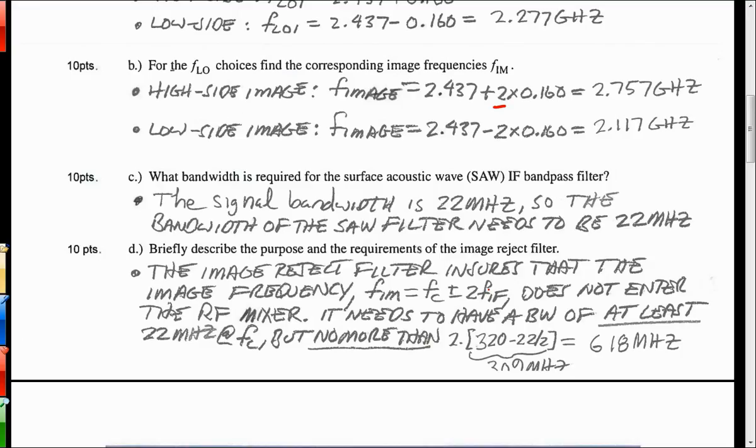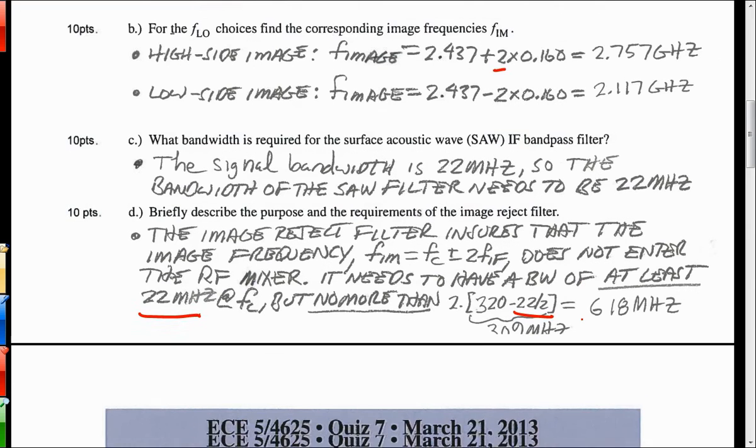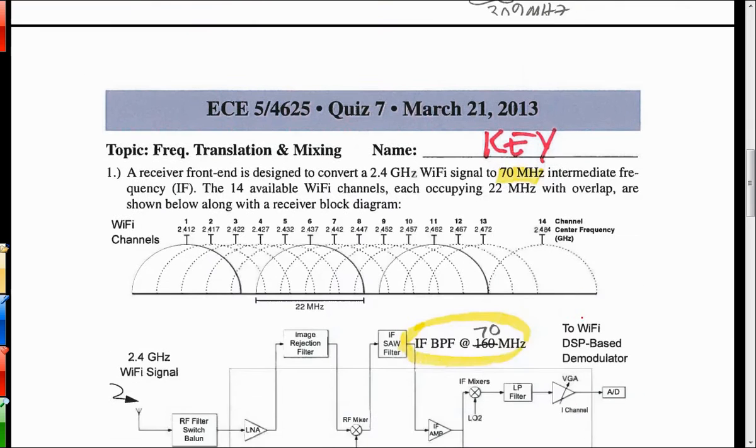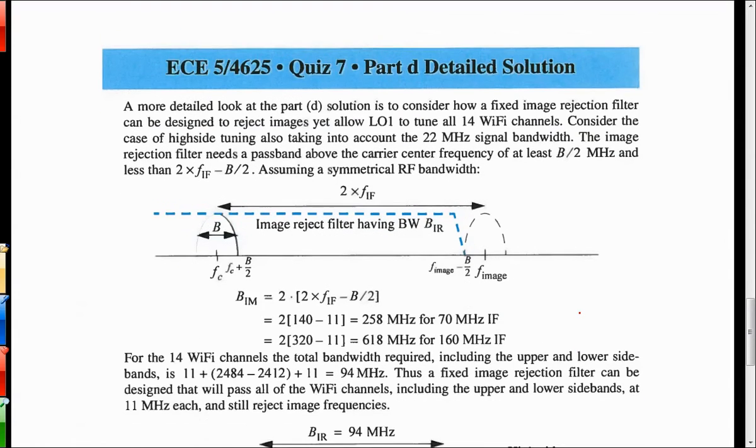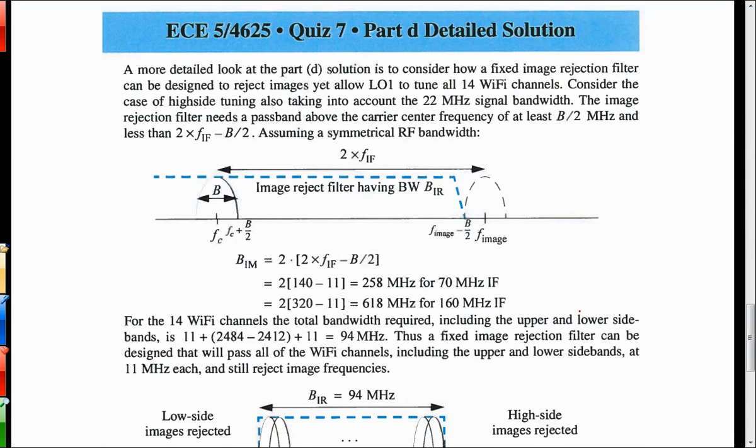So then the next question, which was kind of open-ended, what's the purpose and the requirements of the image reject filter? Well, it's to reject the image frequency, which either is 2 times FIF above or 2 times FIF below the signal of interest. And it needs to have a bandwidth of at least 22 megahertz so that it can pass the signal of interest, but it also has to be no more than the distance the image is away minus half the bandwidth of the signal. And I didn't have enough space to throw that in. I just wrote down 618 megahertz, but on this next page over here I drew a picture of what I was talking about.